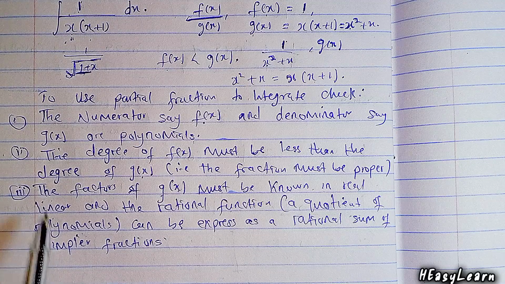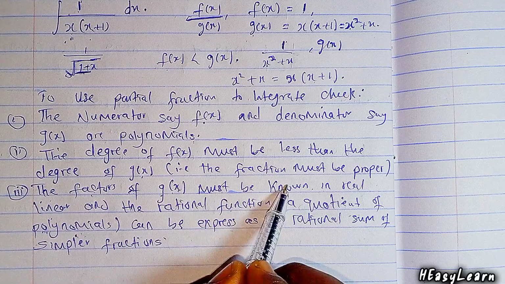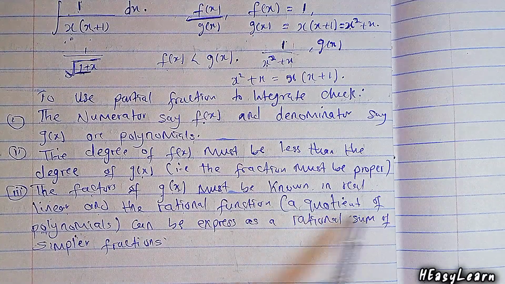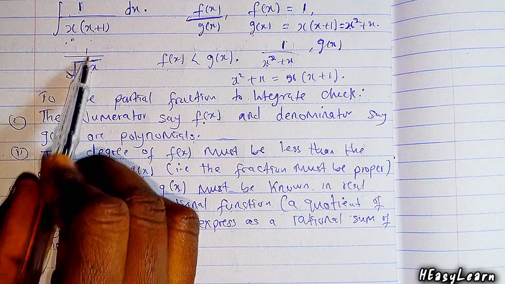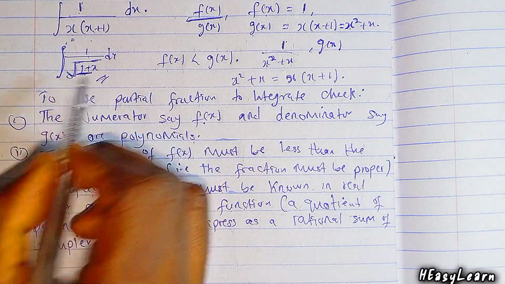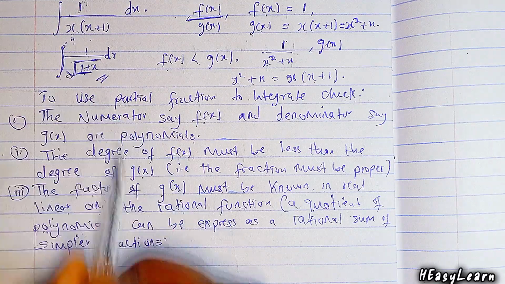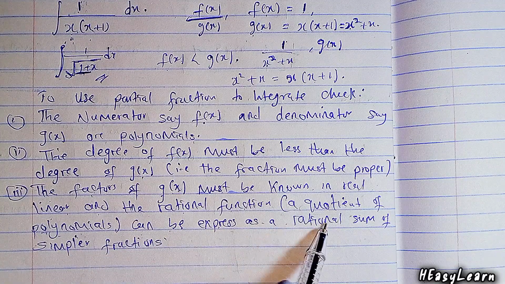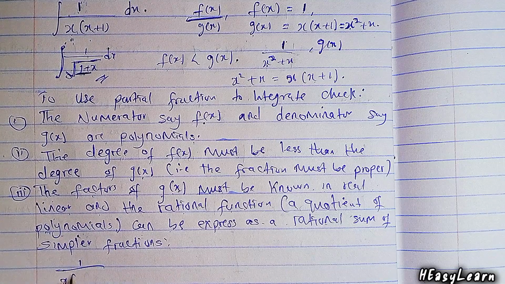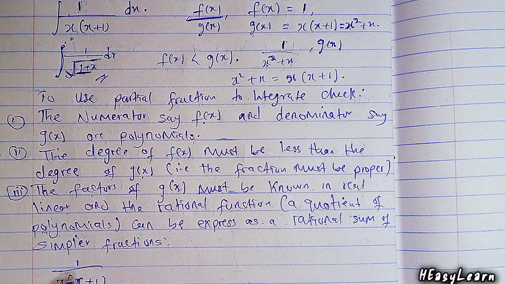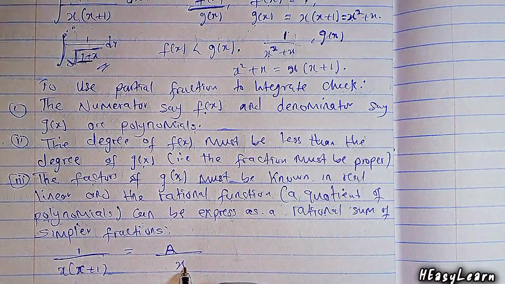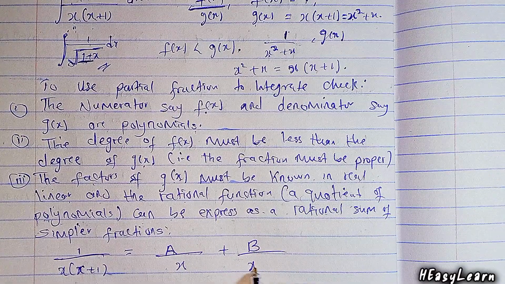This is what this number 3 is saying, that the factors of g of x must be known in real linear form, and the rational function a quotient of polynomials. So in this case, partial fractions cannot be used to integrate. But here, they are quotients of polynomials, and can be expressed as a rational sum of simpler fractions. What it's saying is that 1 over x times x plus 1 can also be rewritten as a simpler fraction of a over x plus b over the second bracket.